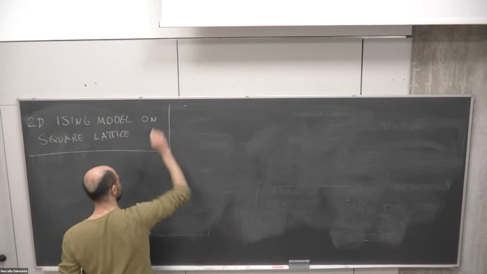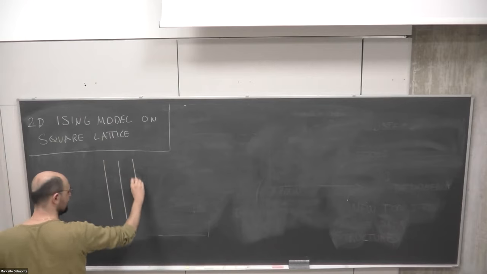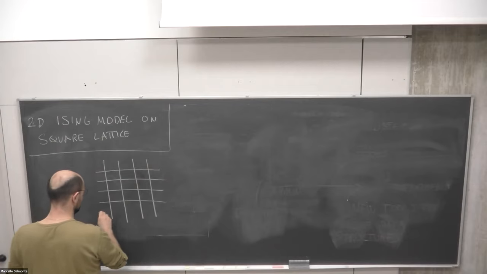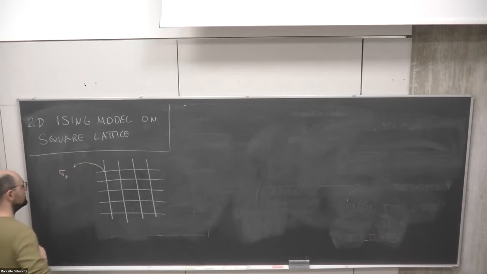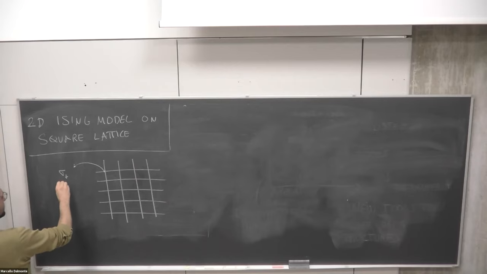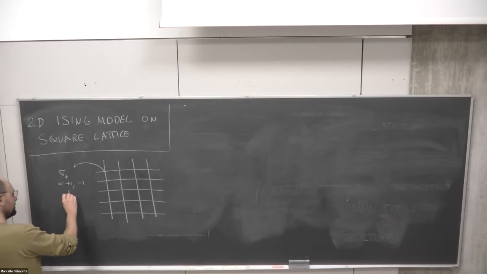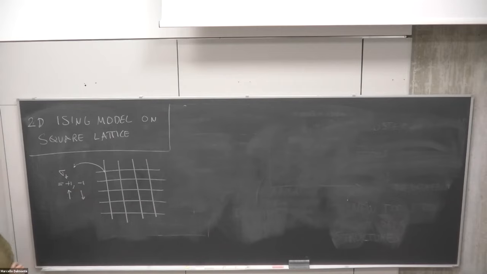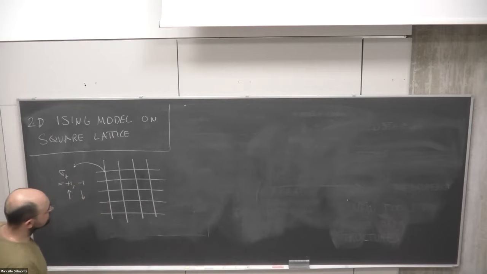So how is this model defined? Most of you already know. One has to define a lattice; for us it will be square. And then one assigns variables, sigma j, to each lattice site. These variables can only take two values, plus one or minus one. Our convention will be that plus one indicates a spin pointing up, and minus one indicates a spin pointing down. So that's the configuration space of our model.